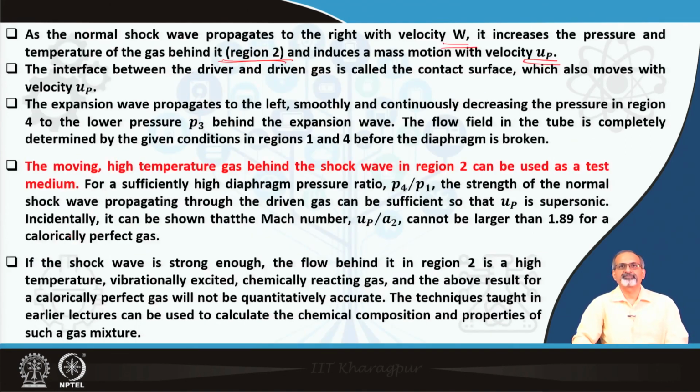And therefore, the pressure variation now looks quite different. Coming back to this, the interface between the driver and driven gas, we saw, is the contact surface moving at u p. The expansion wave propagates to the left smoothly and continuously, decreasing the pressure in region 4 to the lower pressure P 3, and the moving high temperature gas behind the shock wave in region 2 can be used as a test medium. So, if you put a model in that region, possibly you can acquire some data out of that. The most important thing is that by virtue of the shock crossing that region, the temperature of the gas gets far elevated, and that is an advantage.